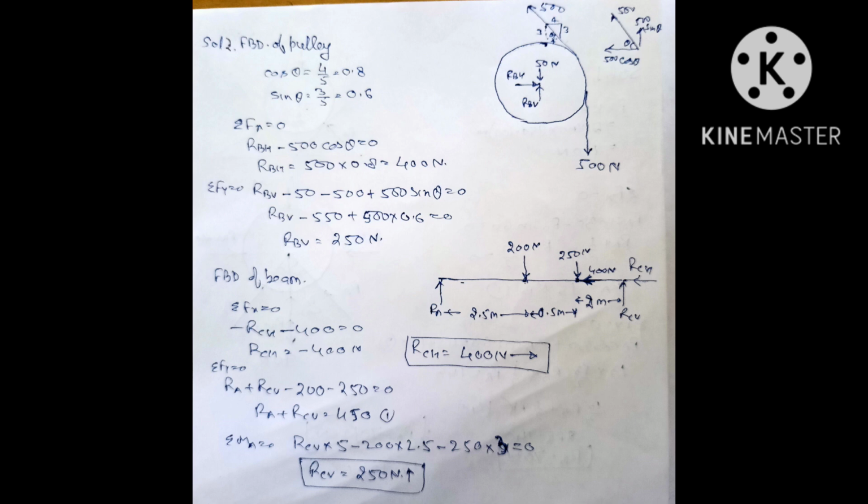Then we will make the equation for the sum of all vertical forces. So RA plus RCV minus 200 minus 250 equal to 0. So RA plus RCV equal to 450 Newton.